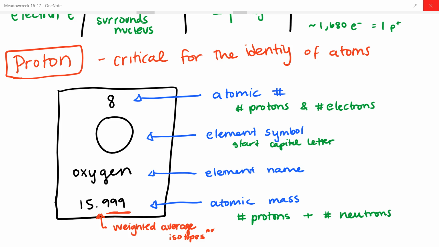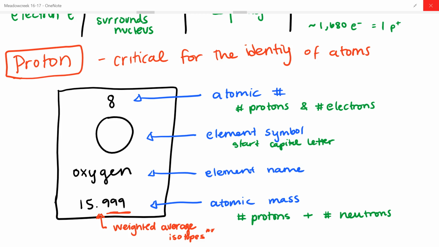Now, the main thing with our protons is that they're critical for the identity. We know that they're inside the nucleus. They are positive, okay? And they are used to organize the periodic table. So protons always stay the same. Oxygen will always have 8 protons. Hydrogen will always only have 1 proton. Helium always only has 2. You can't change the number of protons without changing the identity of the atom.